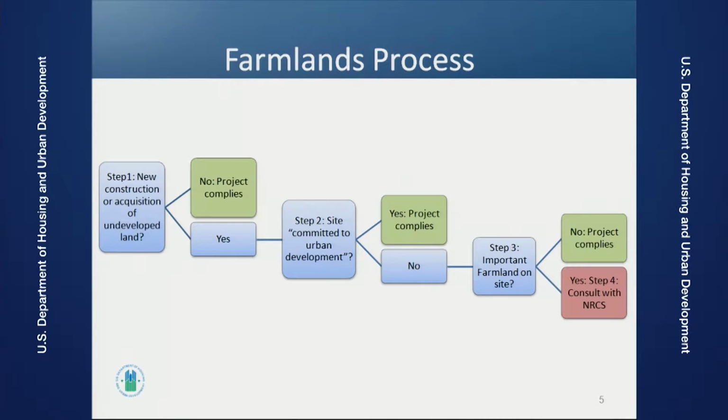And then you go to step three. Does your project involve important farmland? We also will talk about what important farmland means on a specific project site. If your project does involve important farmland, then you will have to consult with the NRCS. If it does not, it is exempt and you are in compliance, so document that, and you are done with the environmental requirements for the Farmland Protection Policy Act. Now we're going to take each of those steps in turn.